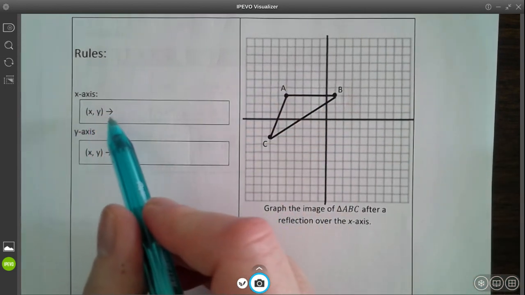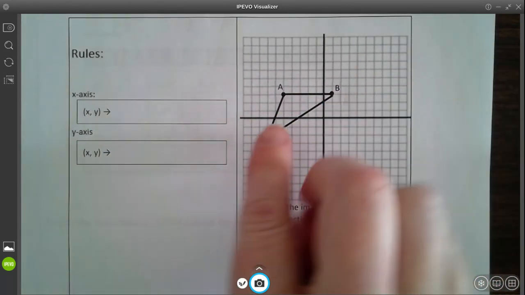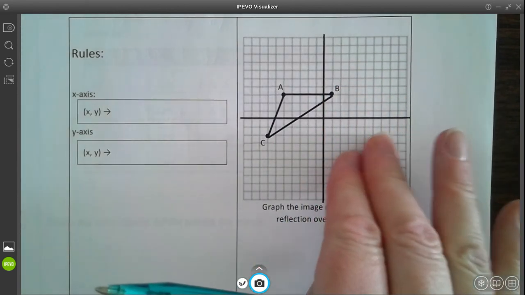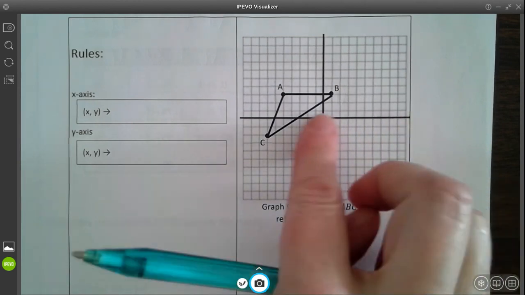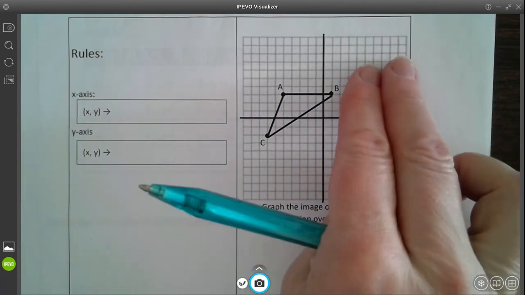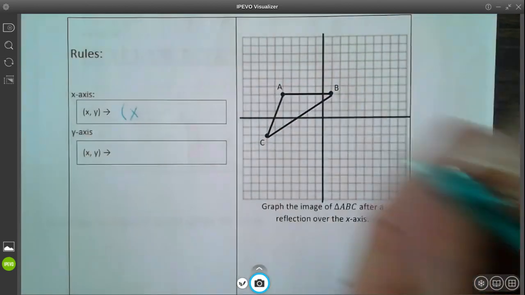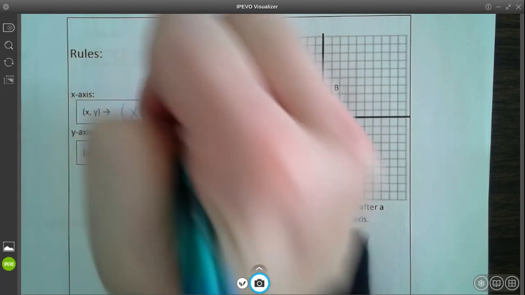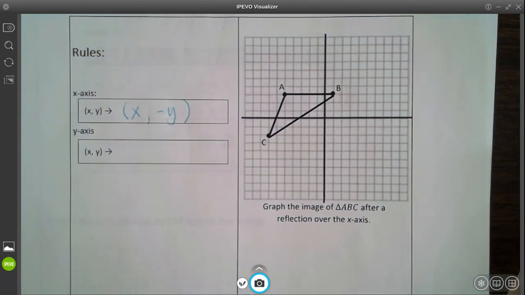But the rules for an x-axis reflection, when something reflects across the x-axis, this is the x-axis, that means it flips from here to here or vice versa. So the only thing that's changing, the horizontal position isn't changing, but the vertical position is changing. So the x-coordinate is going to stay the same, but the y-coordinate is going to become the opposite. So I have a negative sign here, which means opposite.